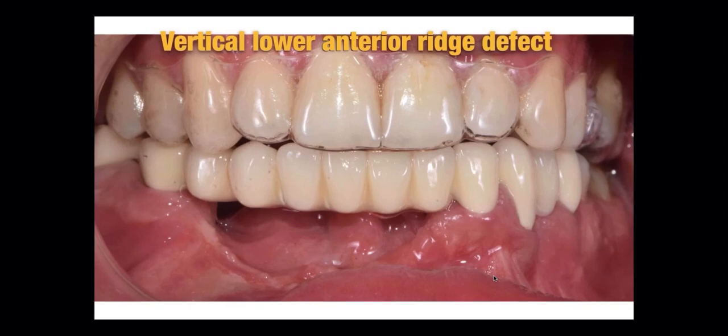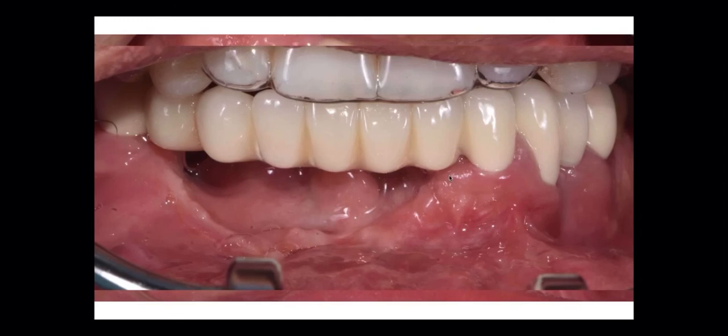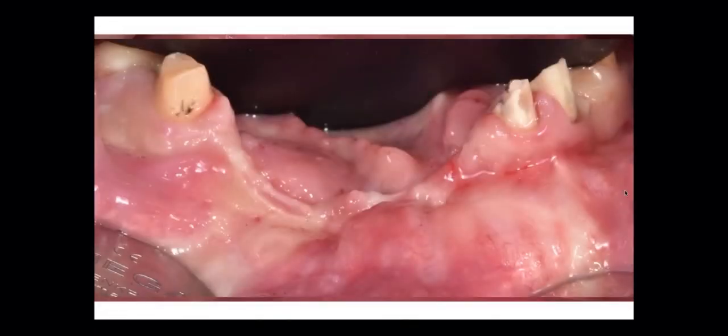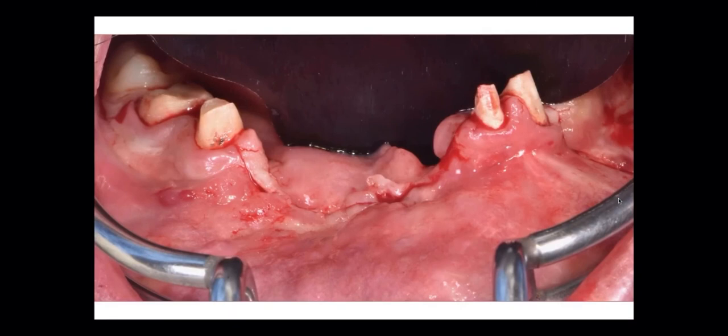So this patient was referred to me. He had a car accident, and you can see the tissue loss that he had in the lower anterior sector. The dentist that referred this patient places his own implants, but I do the regeneration for him. The patient was referred to me maybe 2 years ago. And here you can observe how much tissue loss we had.